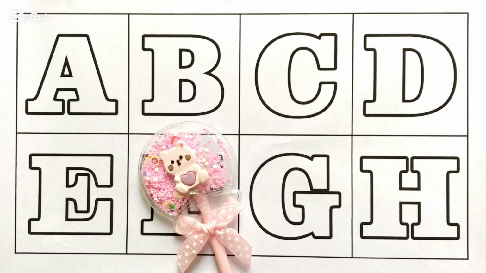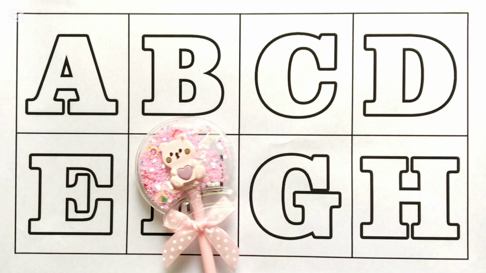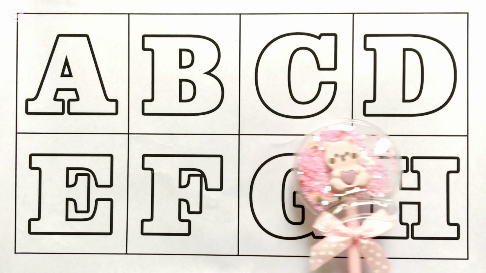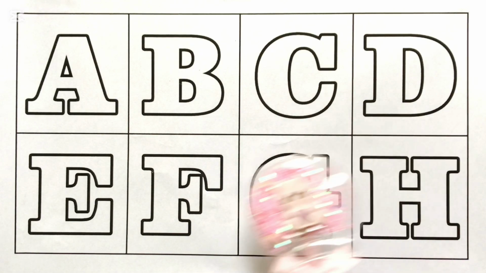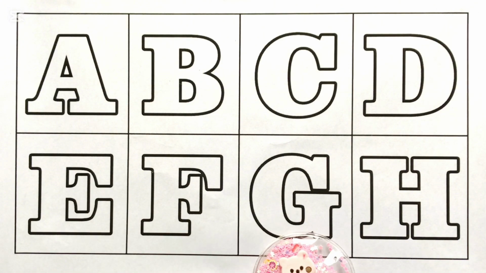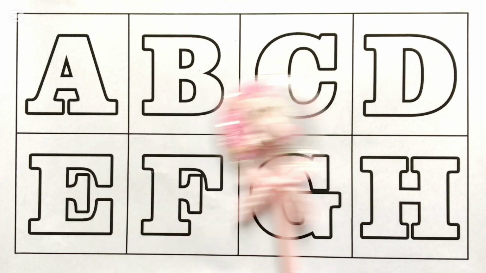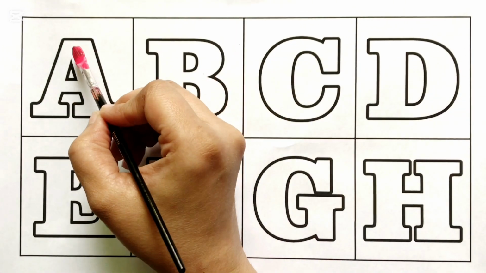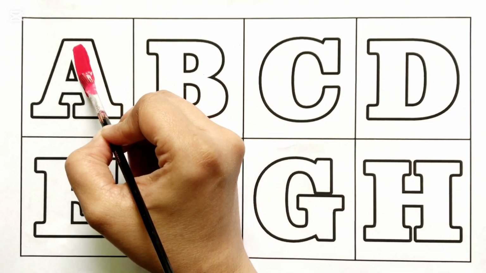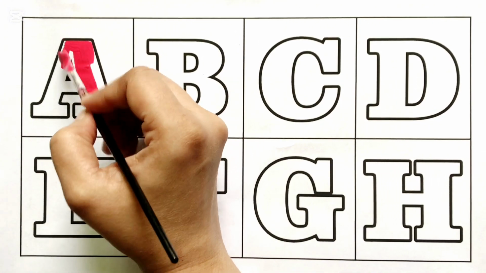I learn alphabets A, B, C, D, E, F, G, H. Let's painting. Red color. A for apple.